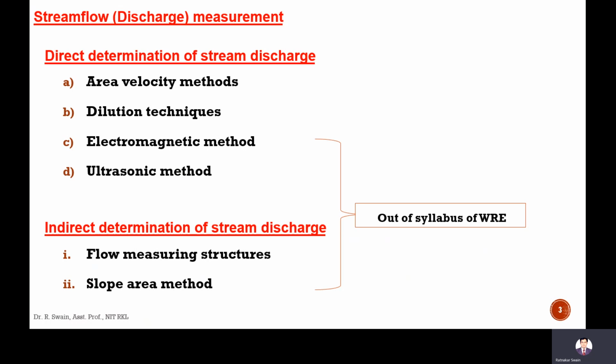However, to develop that rating curve, we need discharge and corresponding stage data. Since in the last class we already covered the stage measurement, today we will discuss this discharge measurement. Once discharge measurement is over, then we can develop the rating curve. Once the rating curve is developed, from stage data we can estimate the discharge.